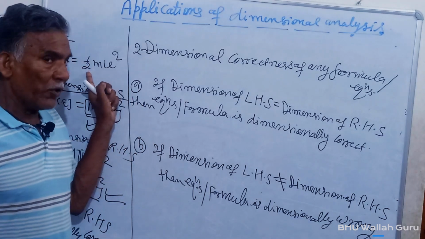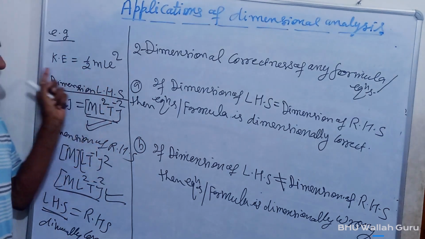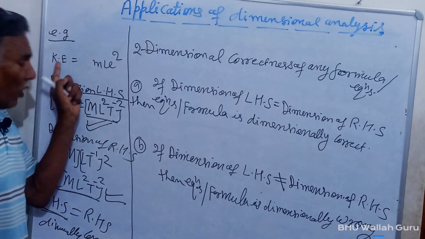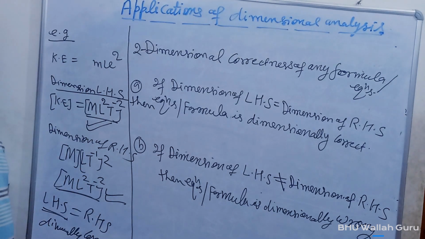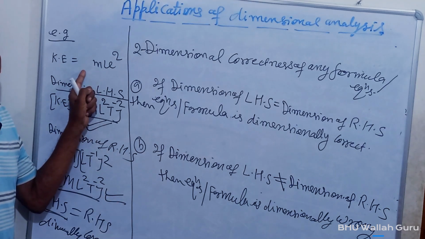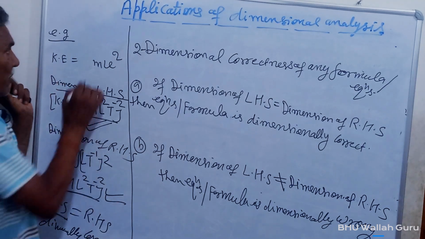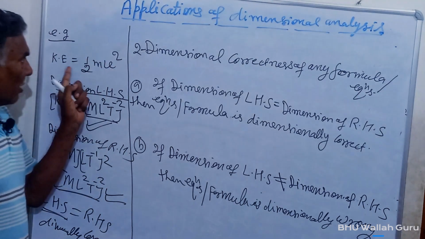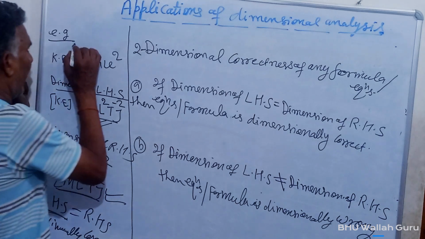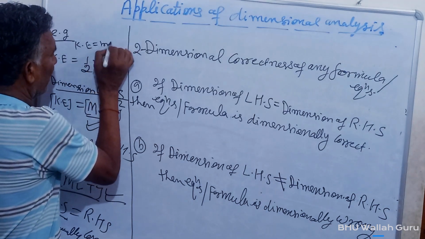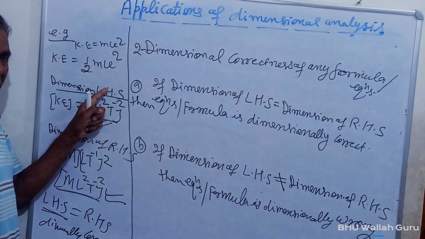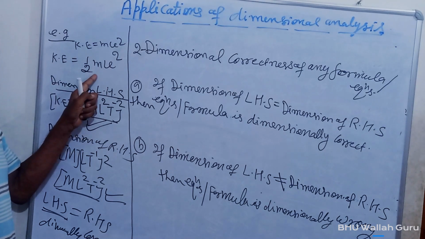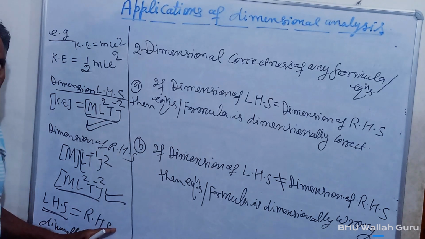And if half is absent, then this formula is also dimensionally correct. But it is numerically wrong, because the correct formula has the half. So both formulas, with and without half, are dimensionally correct, but numerically the formula is the one with half. So this is the process of checking.